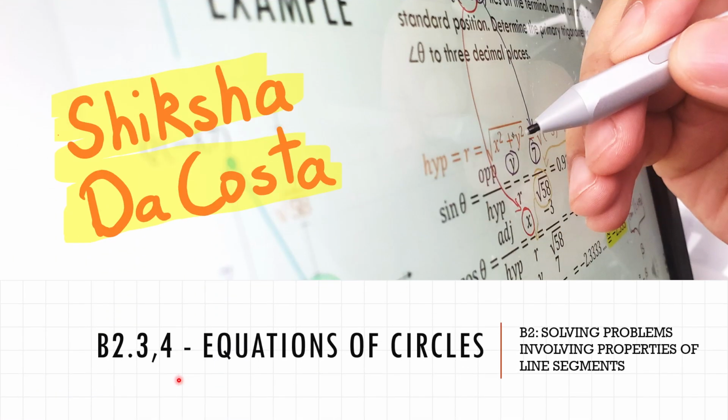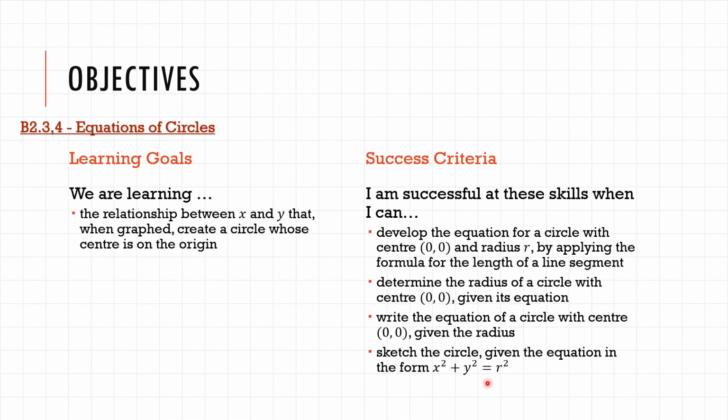Today we're going to look at equations of circles. Today we're going to figure out what is the relationship between x and y in such a way that when we graph it, it's going to create a perfect circle where the center is at the origin.